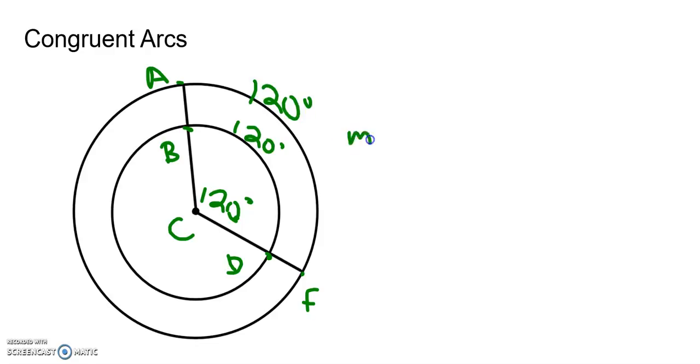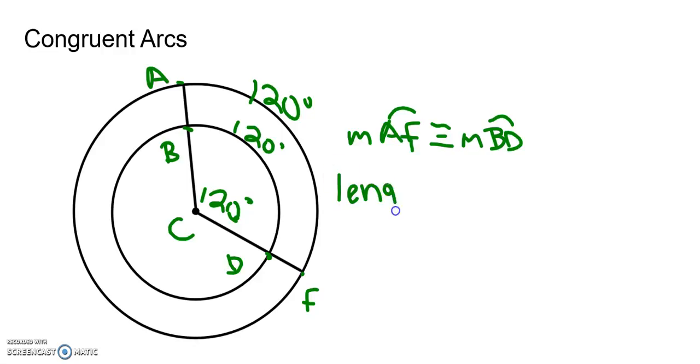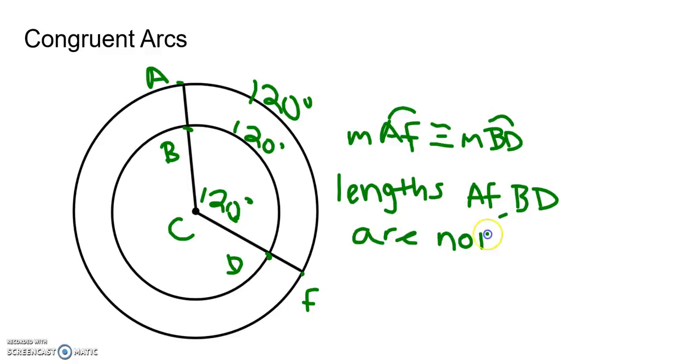We know the measure of arc AF is congruent to the measure of arc BD, but that doesn't necessarily mean the lengths are congruent. So the lengths AF and BD are not necessarily congruent. Okay, so there's a difference between the measure of the arcs and their lengths. Okay, so keep that in mind.